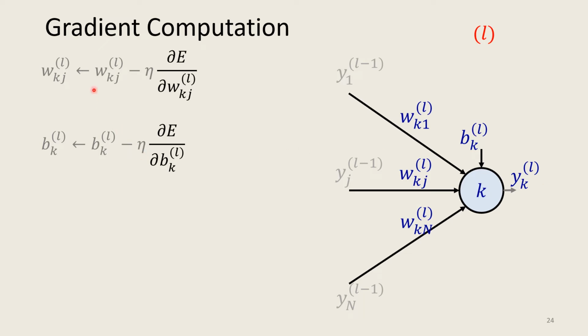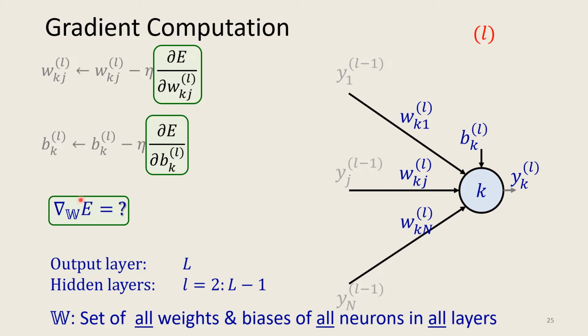And if we were to apply the gradient descent algorithm, we would be using these expressions to update the weights and the biases. But even if we don't use this vanilla gradient descent algorithm, we use some extension of it. So we are still interested in finding out the derivatives of the loss function with respect to the weights and the biases. So this is our goal, and all these derivatives together form the gradient del W of E, where W is the set of all weights and biases of all neurons in all layers.